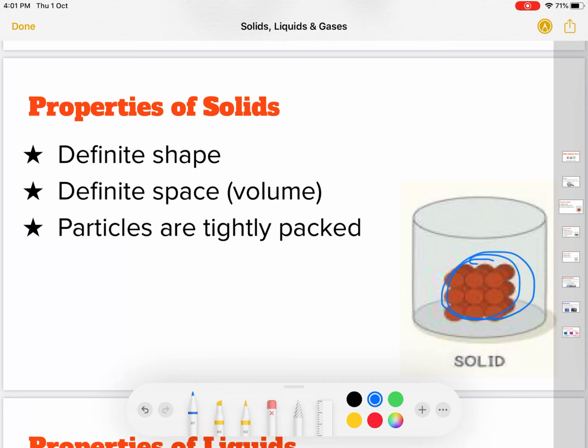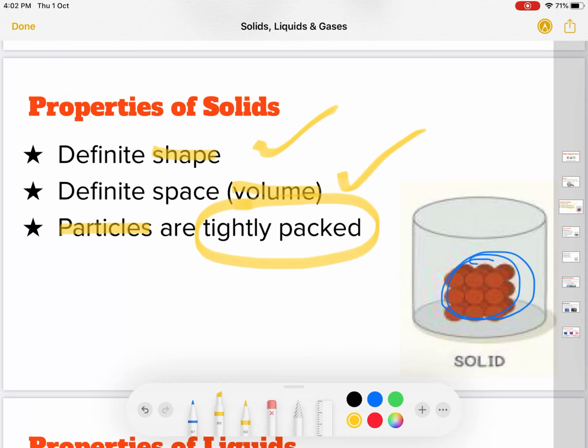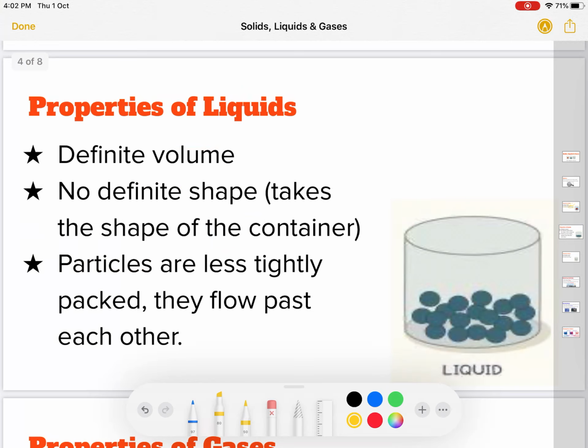So, in every state of matter, we're going to talk about three things: shape, volume, and how the particles are arranged. So, for solids, they have a definite shape, definite volume, and particles are so close to each other, or you can say they are tightly packed. What about gases? Liquids first.